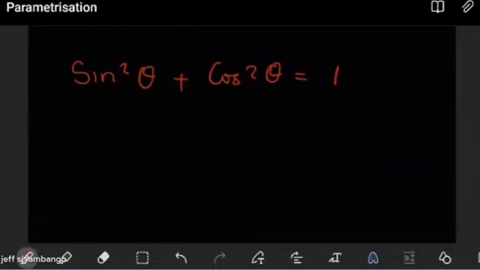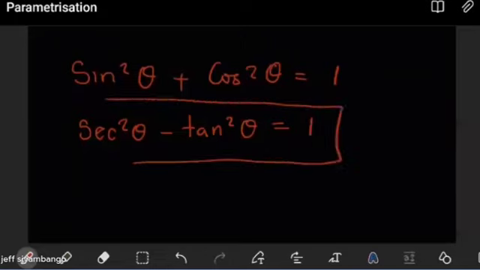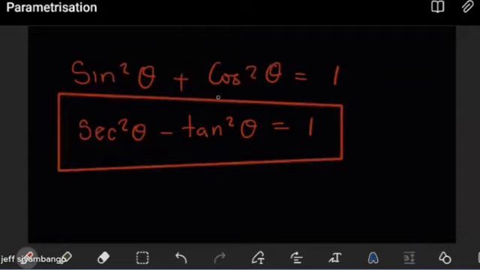The other trig identity that you need to remember, now this one will have a minus, which is the one that we're going to need. This is going to be in terms of sec. So if you have sec squared theta, and then we have minus tan squared theta, this would be equal to 1. If you wanted to come up with this trig identity, again, you can come up with it from that first one. Let me show you how.